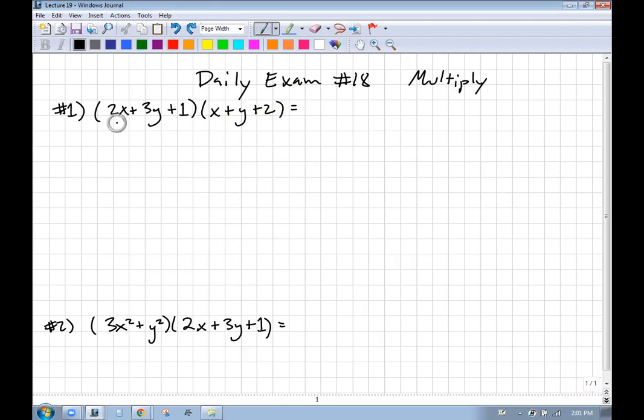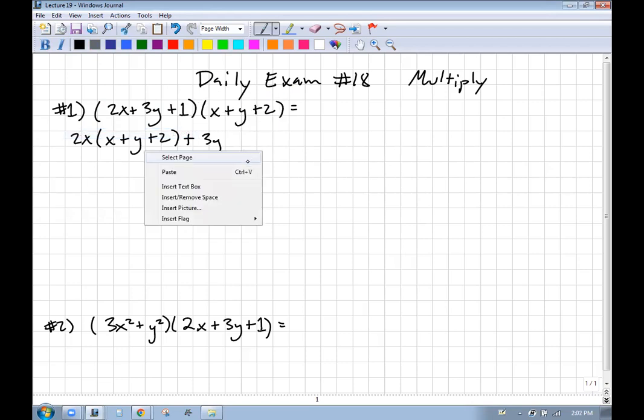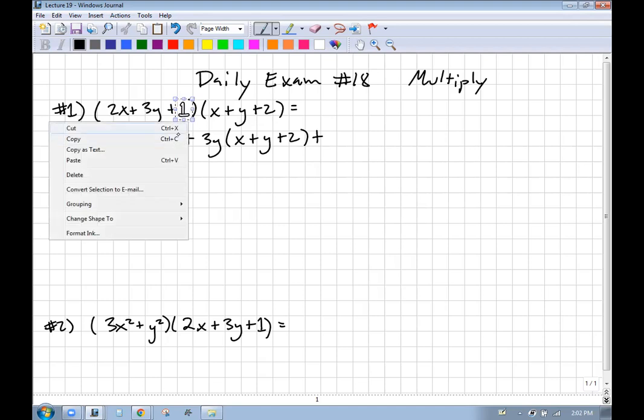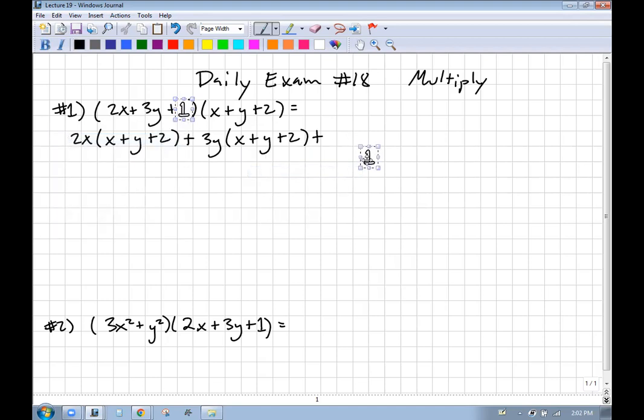What we want to do is we want to take 2x and we want to multiply it by that number. And we want to take 3y and also multiply it by that number. And we want to take 1 and multiply it by this number. Okay.